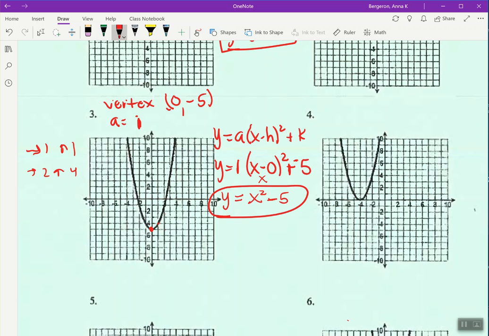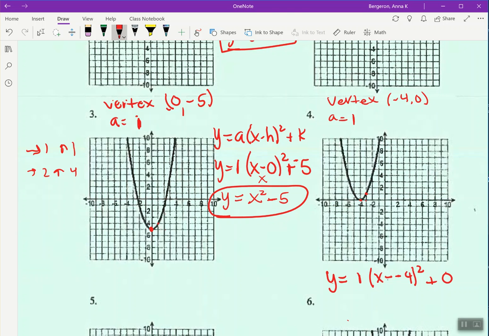All right, so if we look at number 4, again, I need my vertex and my a value. So my vertex is at -4, 0. And my a value, I went over 1 and up 1. So that means my a value stays 1. So then my vertex form would be y equals 1 times x minus -4 squared plus 0.